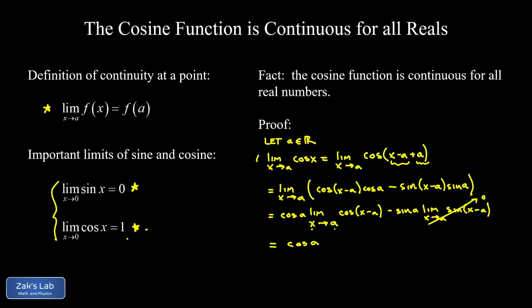The limit as x goes to a of cosine of x is equal to the cosine of a. So the cosine function satisfies the definition of continuity for any real number. And now we can celebrate our success by writing QED, that which was to be demonstrated, and we're done.